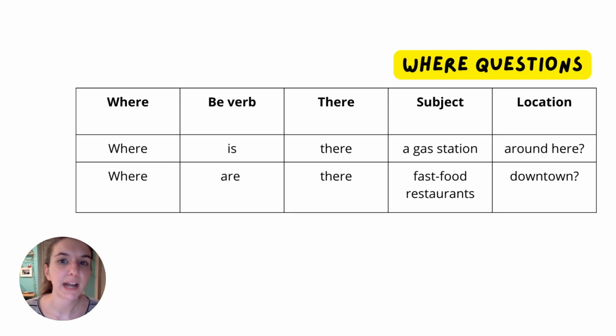Lastly, let's take a look at how to form where questions with there is or there are. First, of course, we need the word where, and then it needs to be followed by the verb to be, either singular or plural. Then we need there, the subject, and finally the location. For instance, where is there a gas station around here? Or where are there fast food restaurants around here?